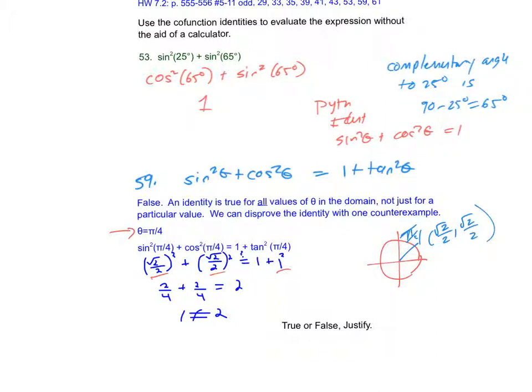So rad 2 over 2 squared is 2/4, which is 1/2. And so we'd have 2/4 plus 2/4, or 1/2 plus 1/2, which is 1, which is not equal to 2. So that means that this is not an identity.